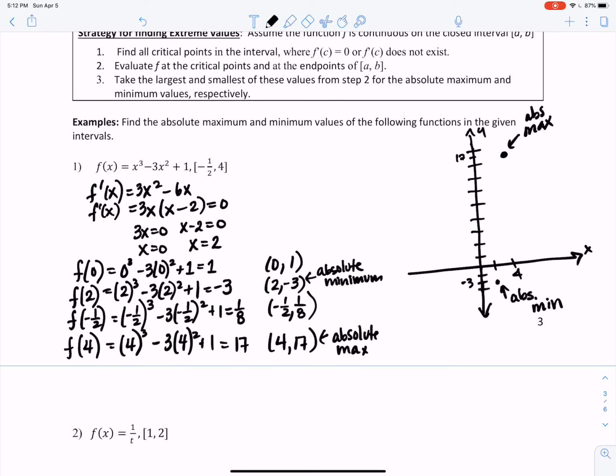This is the absolute max. This at 2, negative 3 is my absolute minimum. 0, 1, which is right about here, looks like it could be just a local max. And I have negative 1/2, 1/8, so that's really low. That's going to be the endpoint on my interval. So you can see if I look at where I've graphed those points, the maximum is 4, 17, and the minimum is 2, negative 3 over there.